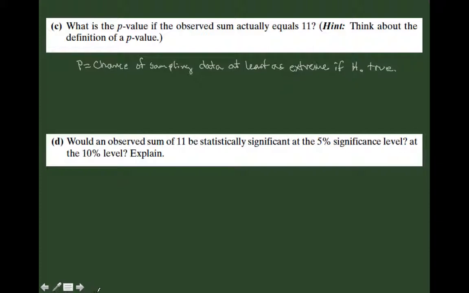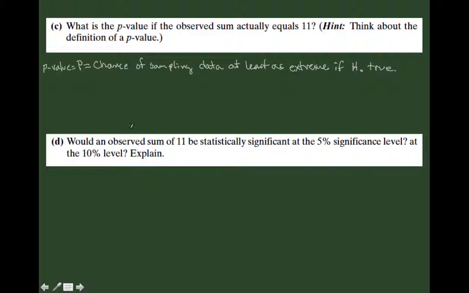Okay, so there's the definition of the p-value. The p-value is the chance of sampling data at least as extreme if H0 is true. I'm kind of paraphrasing and using a shorthand notation, p. Sometimes we write p-value, sometimes we just write p.